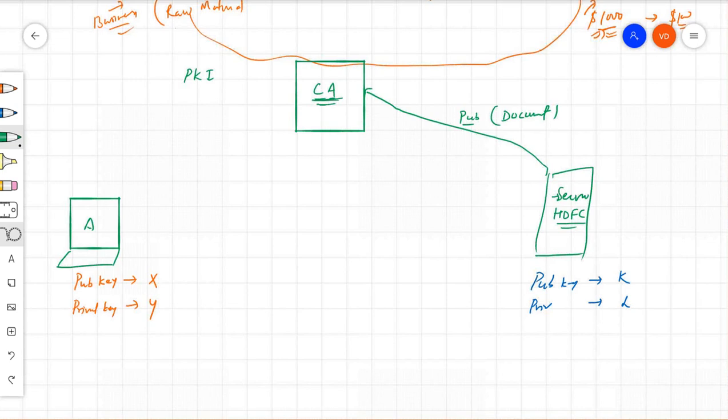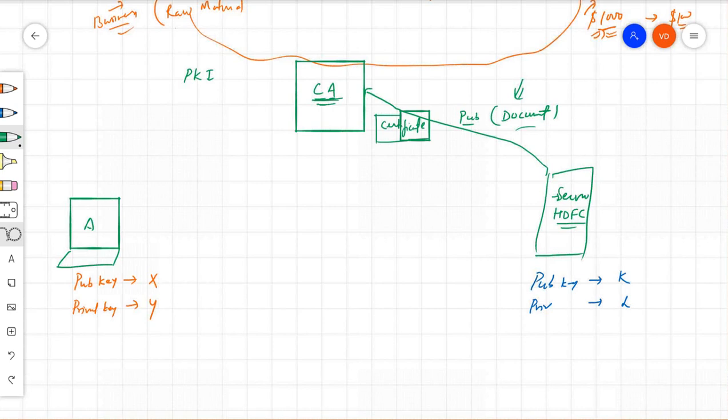which proves that this guy is actually HDFC bank server, and those documents could be anything like registration number from the government. This CA will examine the document, and when he confirms, when he is sure that yes, these documents belong to HDFC server, what he will do is he will give HDFC server a certificate.